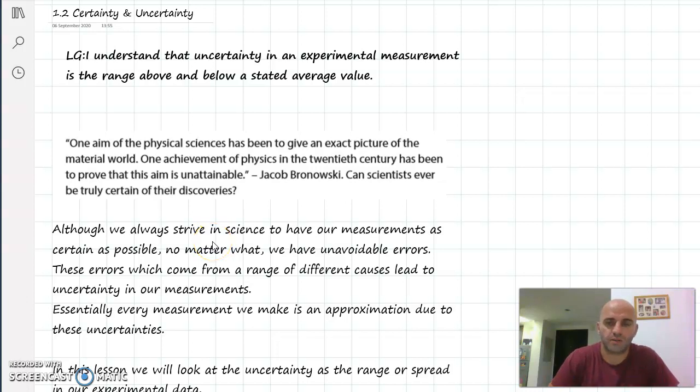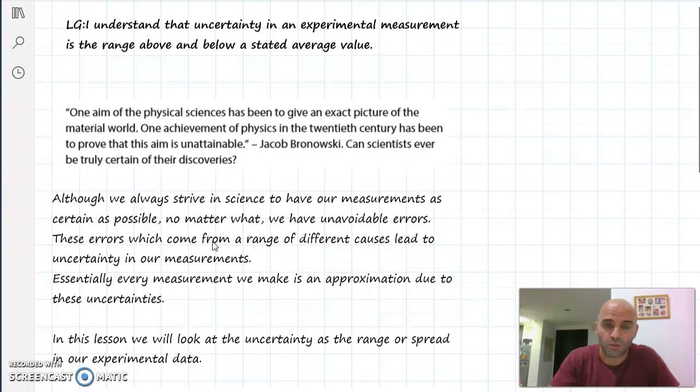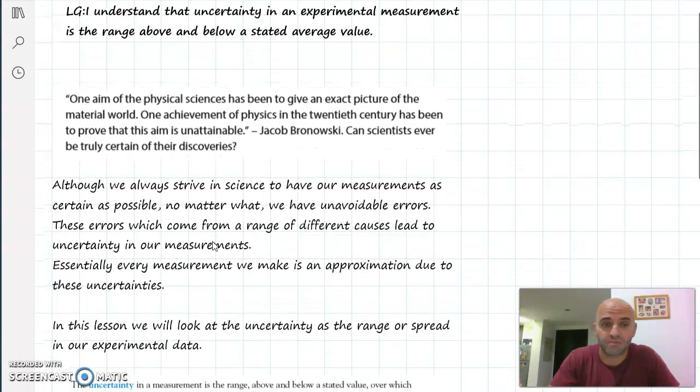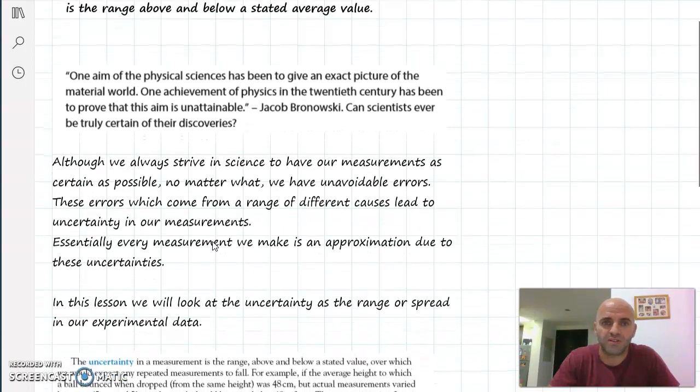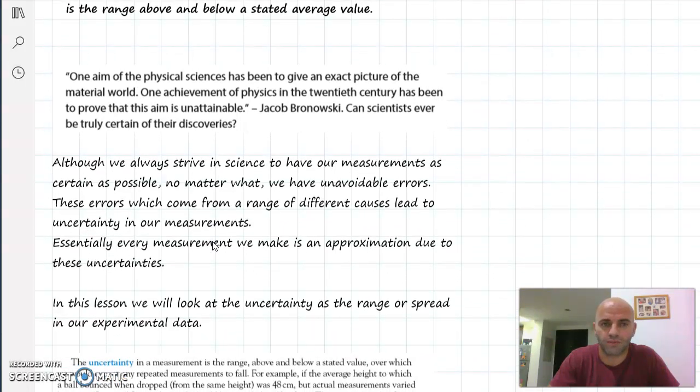Okay, in this short lesson, we're just going to have a brief look at experimental uncertainty. And you can see that I started this off with a little quote. And this quote actually comes from the IB syllabus, oddly enough. And it says, "One of the aims of the physical sciences has been to give an exact picture of the material world, or as the world around us. One achievement of physics in the 20th century has been to prove that this aim is unattainable."